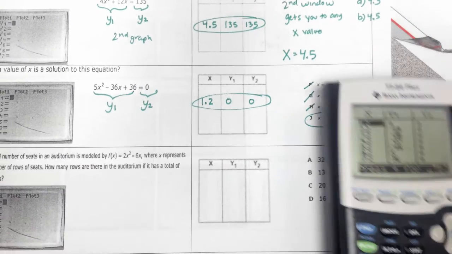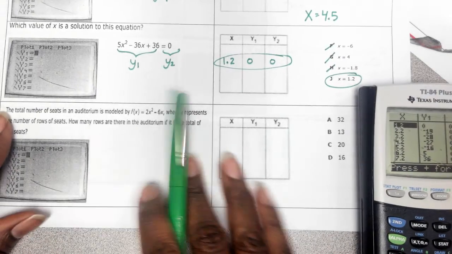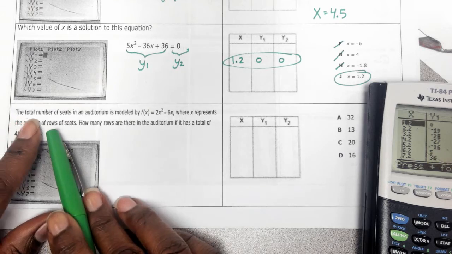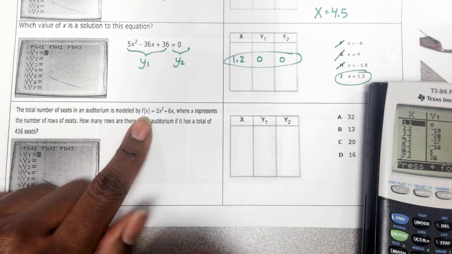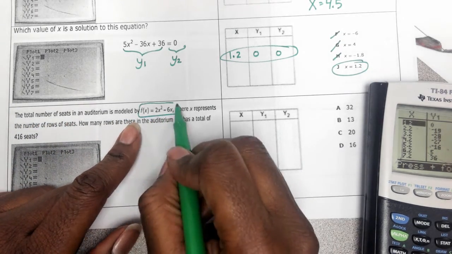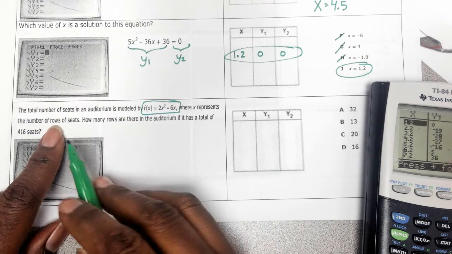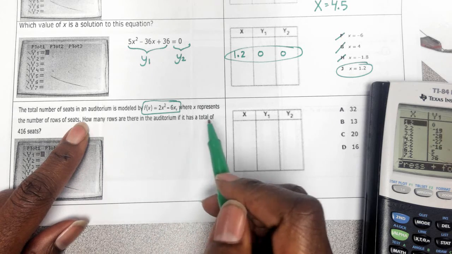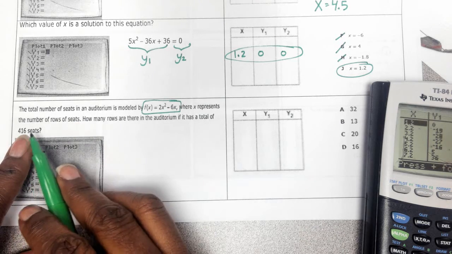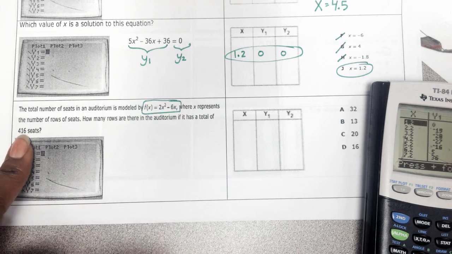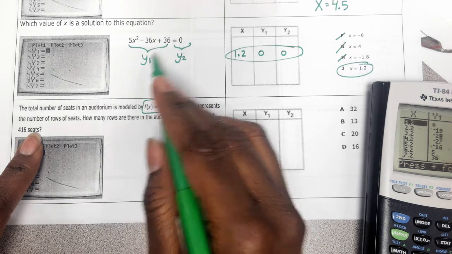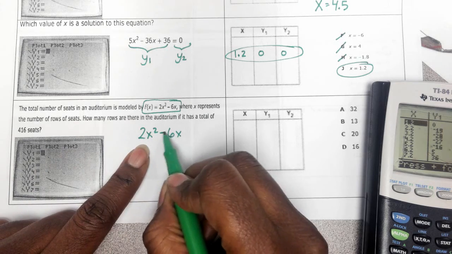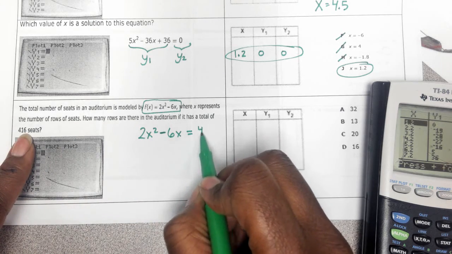And the last one, it is a word problem, but it's the same thing. They give us the total number of seats in the auditorium is modeled by this function, where x represents the number of rows of seats. How many rows are there in the auditorium if it has a total of 416 seats? They give us the same thing, but they don't put it together. They break it up. So it's really like here we have our equation, and it's equal to 416.